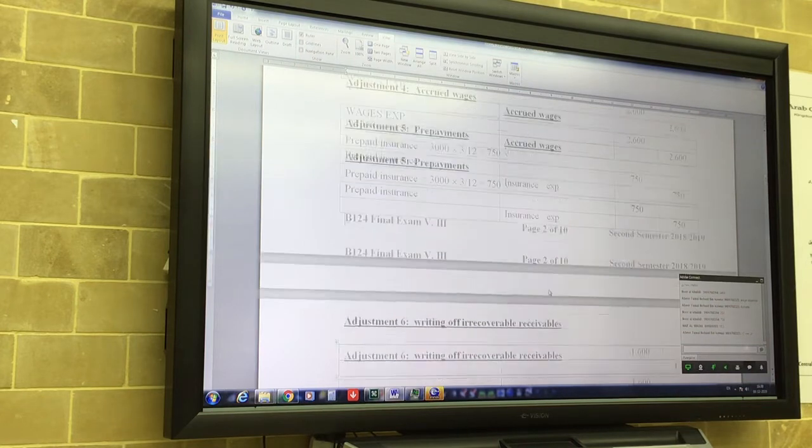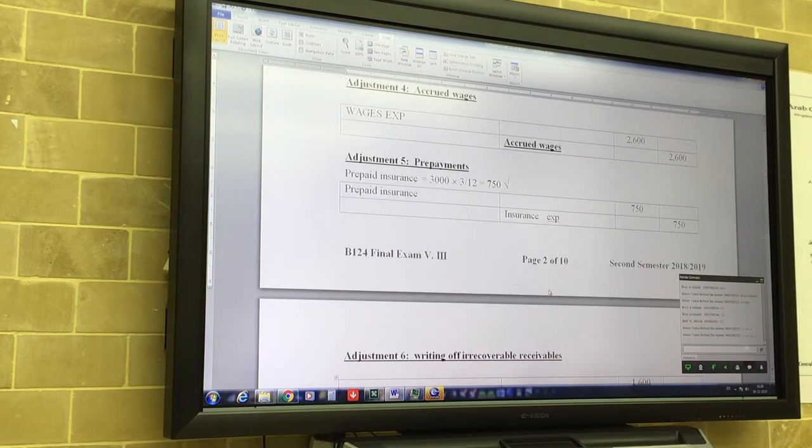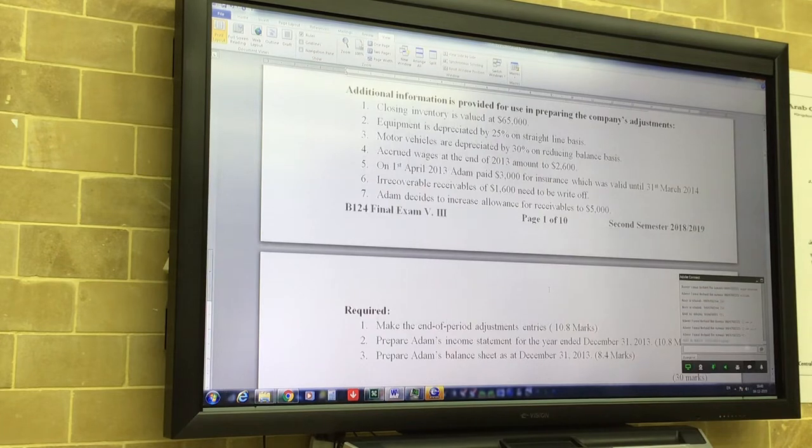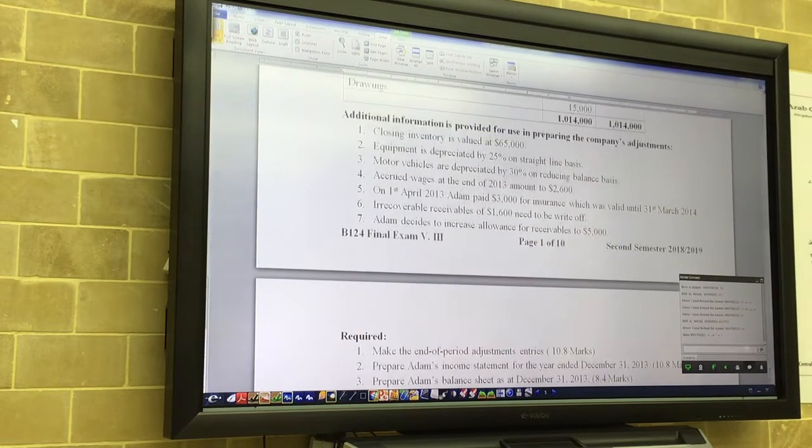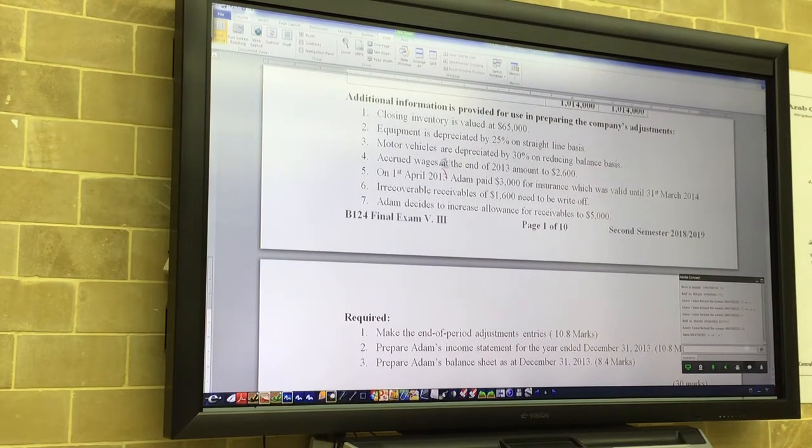Where did you get the 12 from? This 12 is 12 months in the year. He said the payment was for 1 year. If you see here, he said from 1st April to end of March, so this is 12 months.